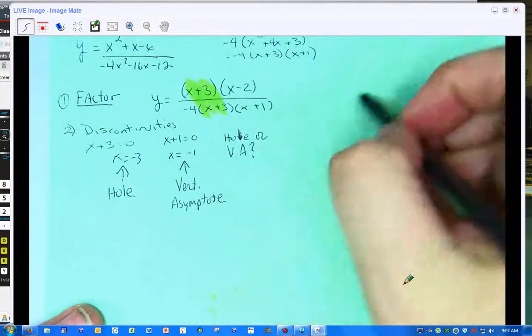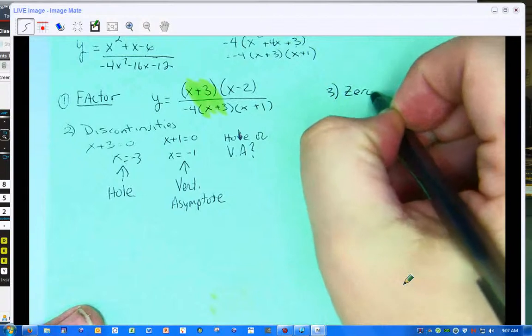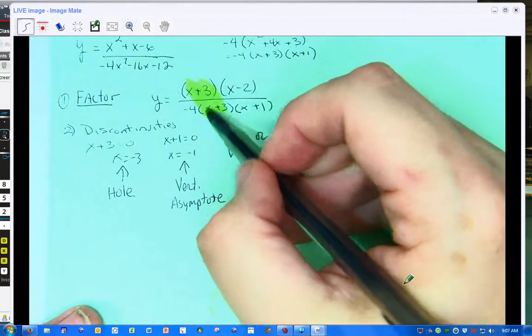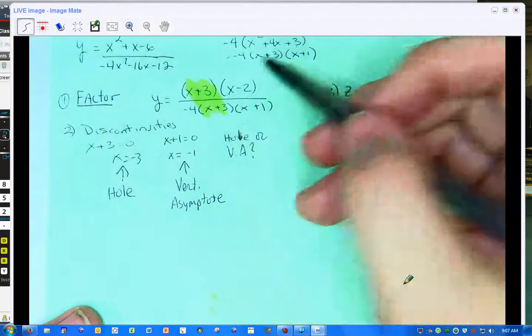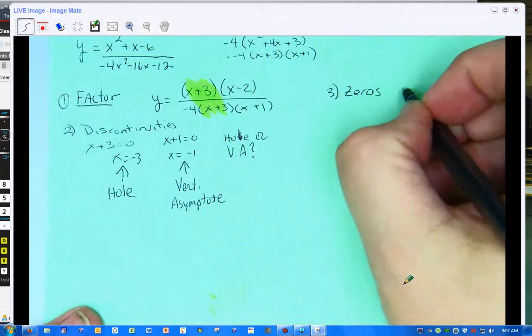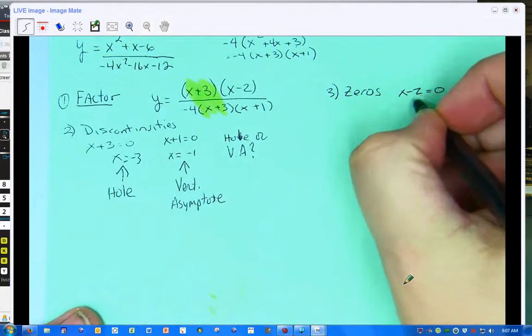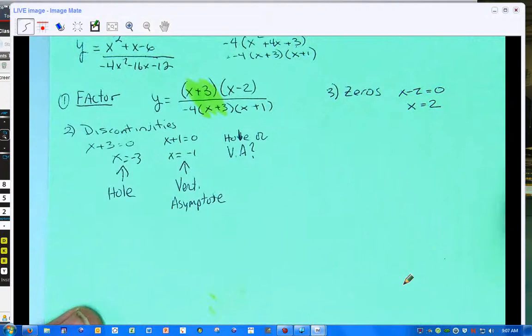Now, part 3, my zeros. This part here is already taken up because it's part of a hole. I don't know if that's going to hit the x-axis or not. We'll see. But I know x minus 2 equals 0 is a zero. So x is equal to 2.